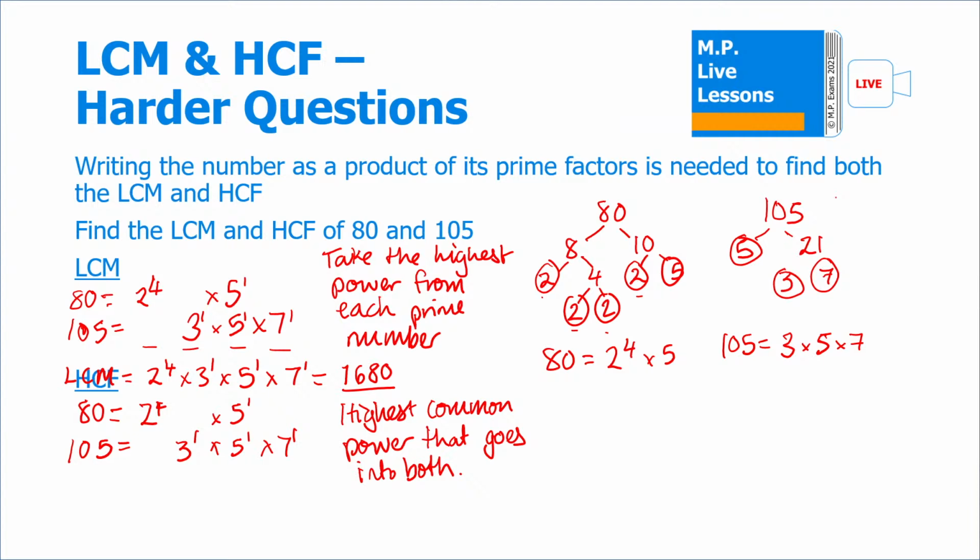Same with 80 and 3. 3 is not found in the prime factor tree, but 5 is. So the highest common power that goes into both, or found in both, is just 1. So that actually is our highest common factor.